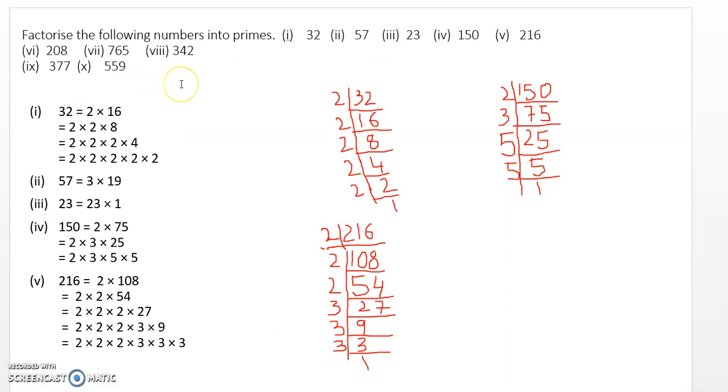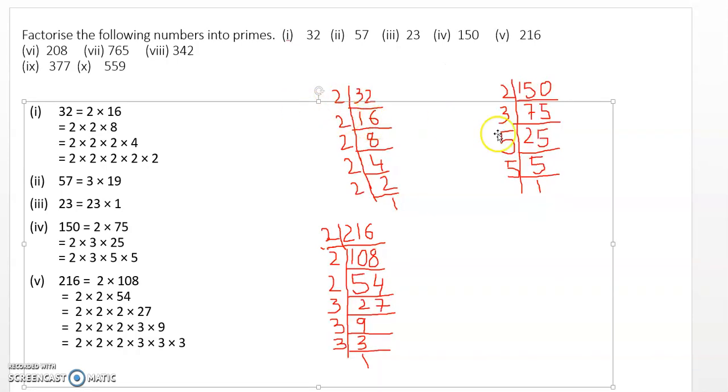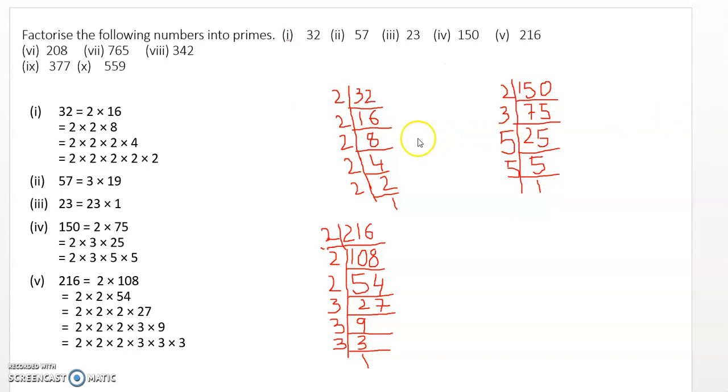Now next, you have to factorize the following numbers into primes. This is the meaning of factorization by the prime factor method. So 32, how to factorize it? I have shown this. 32 goes in the table of 2. So 2 sixteens are 32, correct? Then 2 eights are 16. Then 2 fours are 8. Then 2 twos are 4. Then 2 ones are 2.